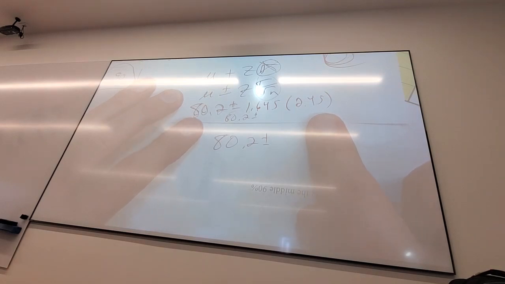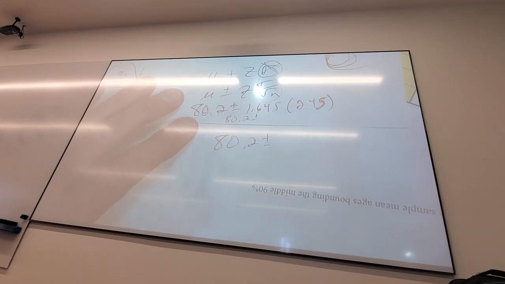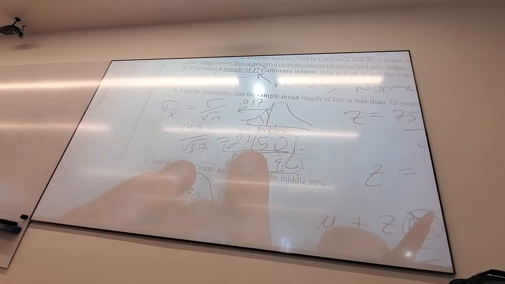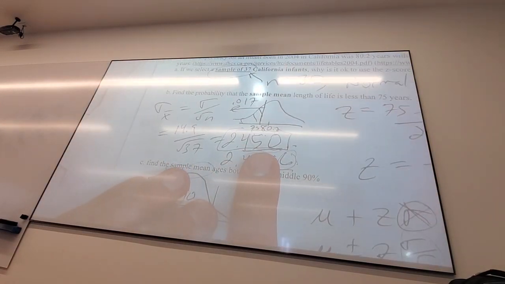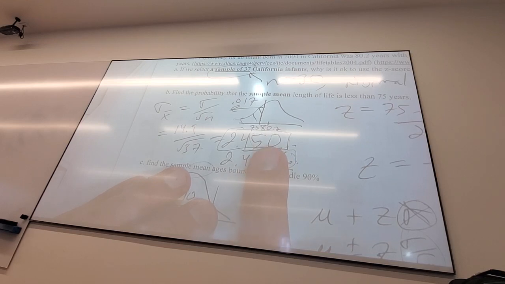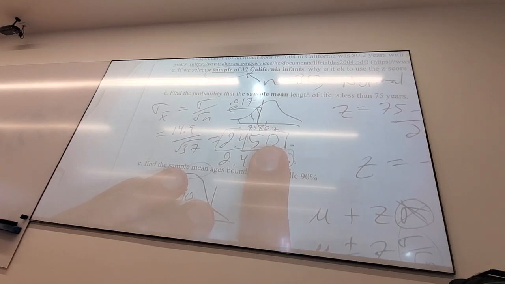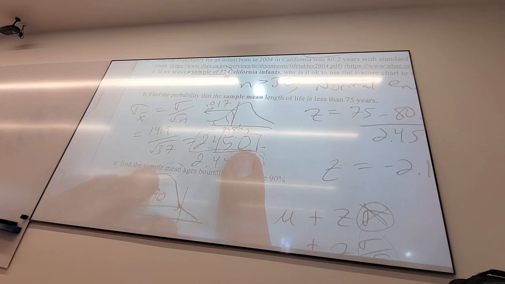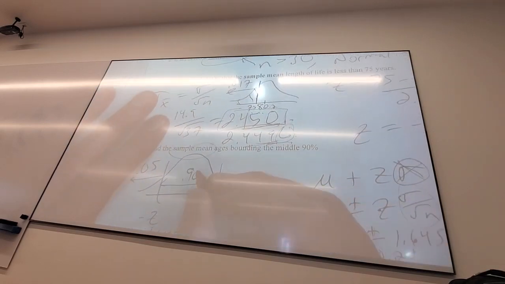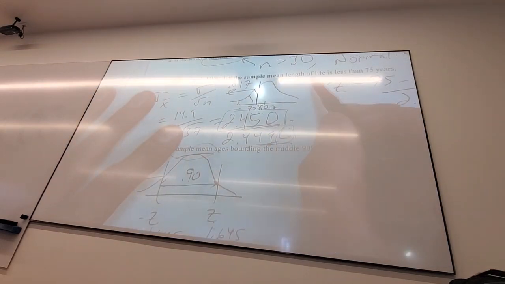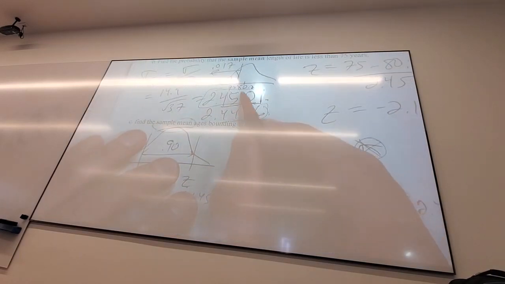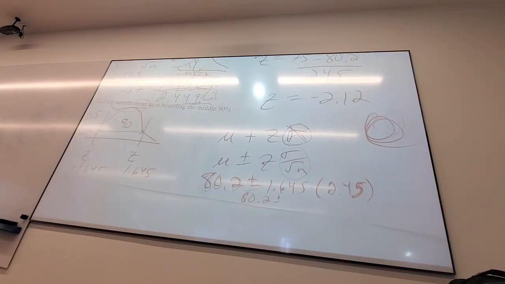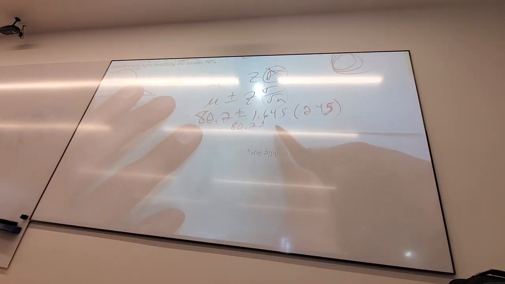Where did we get the 2.45? The new standard deviation. That is the standard deviation that works for groups of, what was it, 37? Yes. So I want the sample mean ages. I'm still talking about a group of 37, so I have to use that standard deviation. So what's 1.645 times 2.45?